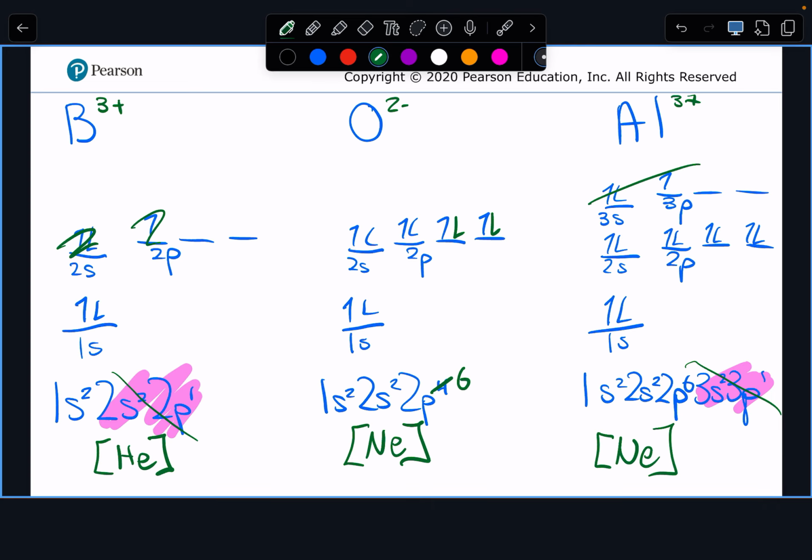And then one last thing I'll say is that we often talk about the size between the neutral atom and its ion. So like oxygen versus oxygen 2-, that's always going to get larger due to electron repulsion. It's still at the same n level. It still has the same number of protons. It just gets bigger because of electron repulsion.